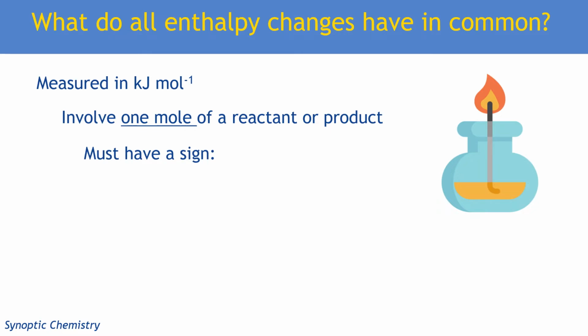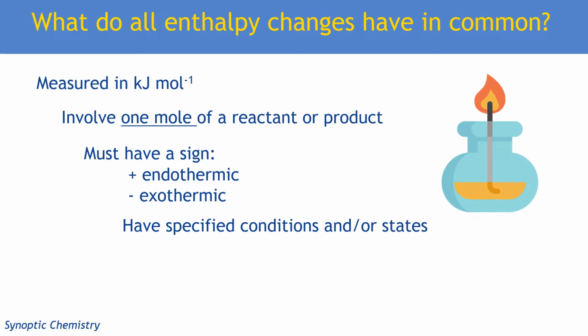All enthalpy changes must also have a sign, especially when we're calculating them. Positive sign for endothermic, energy in, and a negative sign if it's exothermic and energy out. And in this video, we'll also look at how we decide whether an enthalpy change is likely to be endo or exothermic. And then all of our definitions for enthalpy changes have specified conditions or states that we need to talk about. And the common ones are either standard conditions or gas state. So in this video, we'll also look at how we know whether something should be under standard conditions or whether it should be measured in a gas state.